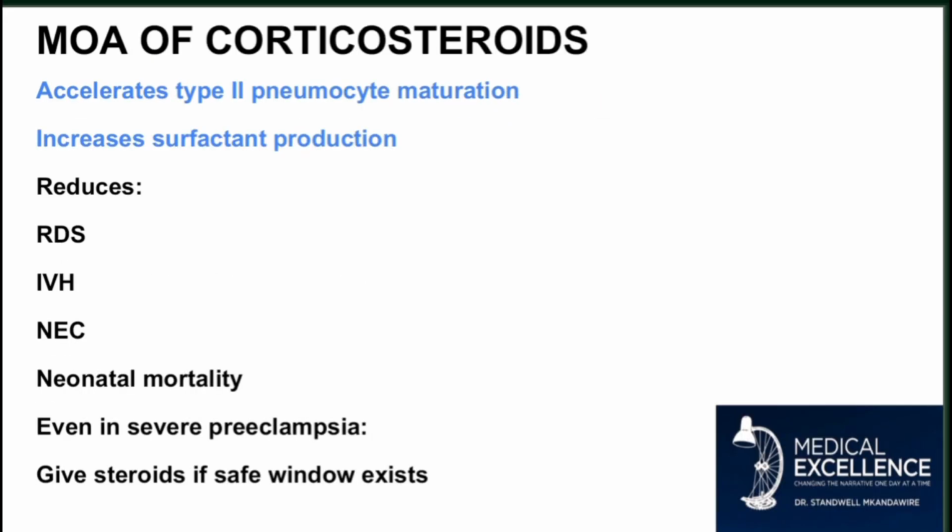Okay, so the mechanism of action of those corticosteroids is that they accelerate the type 2 pneumocyte maturation and increase surfactant production, and they reduce respiratory distress syndrome, intraventricular hemorrhage, and necrotizing enterocolitis, and also neonatal mortality. And we have to make sure that the goal is that we ensure there's lung maturation which is taking place. Okay, so they just accelerate the type 2 pneumocytes maturation, and we give it to patients who come in with a gestational age less than 35.